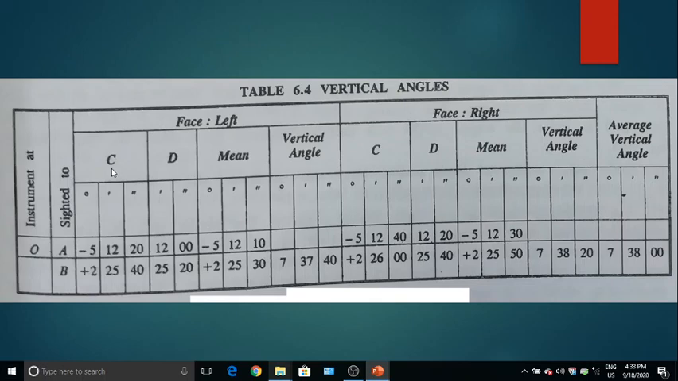And here, verniers, unlike A and B, now we will have C and D verniers. In vernier C, just like vernier A in the case of horizontal, we have degrees, minutes as well as seconds, whereas in vernier D only minutes and seconds are there, and finally the mean or average angle in terms of degrees, minutes and seconds, and then the vertical angle in degrees, minutes and seconds. Why this column is provided, I will explain.